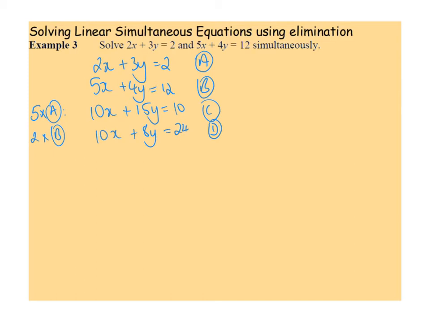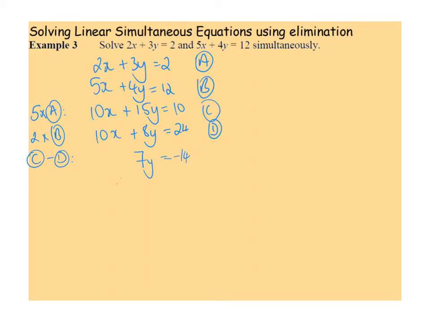So I'll do that. I'll do C subtract D. I could do D subtract C. It's no problem to do either one. But I'm noticing that if I do C subtract D, my answer for the y's will be a positive value. So I've got 10x subtract 10x, which is 0. I've got 15y subtract 8y, which is 7y. And I've got 10 subtract 24, which is negative 14.